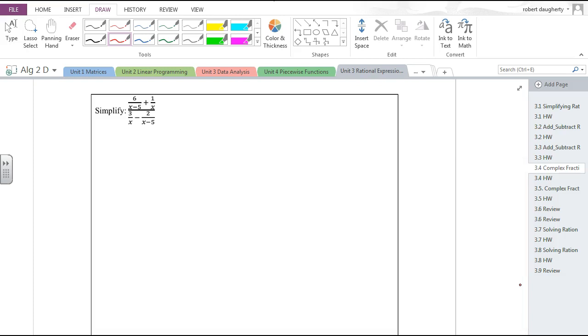Right, I've got to get it to one fraction divided by one fraction, which means I've got to add in the numerator and subtract in the denominator, which means I've got to get common denominators, okay? So if I rewrite this, this is 6 over x minus 5 plus 1 over x. So when I look at that problem, what is the common denominator? x times x minus 5.